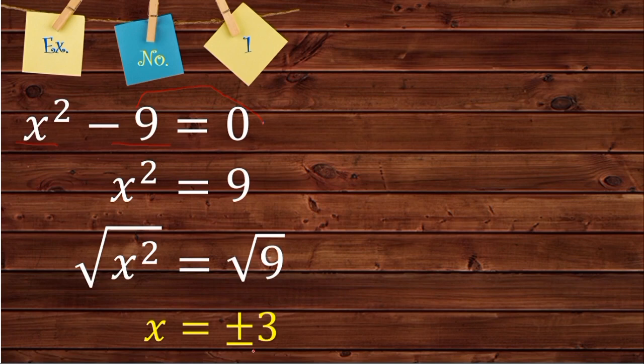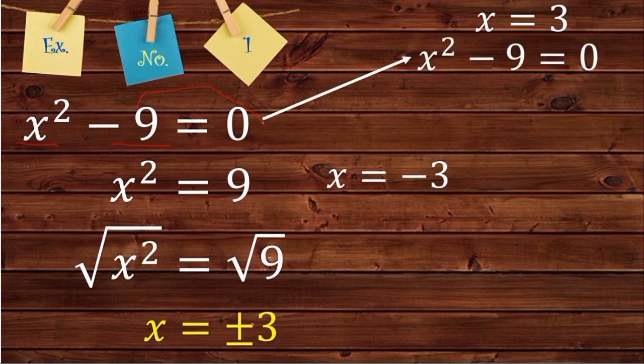Let's check. So for example, we have x equals 3, the positive 3, and we'll have here the negative 3. We'll substitute the positive 3 and the negative 3 to the original equation, which is x squared minus 9. And then replace x with positive 3. Yan po yun. 3 squared minus 9 equals 0. Pinalitan lamang po yung x ng value niya, which is 3.